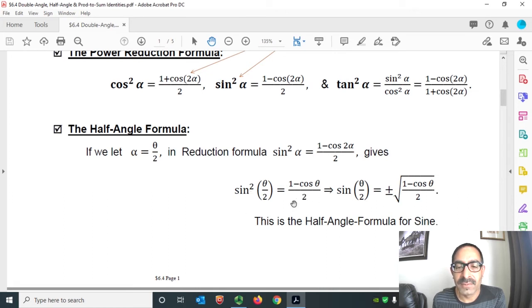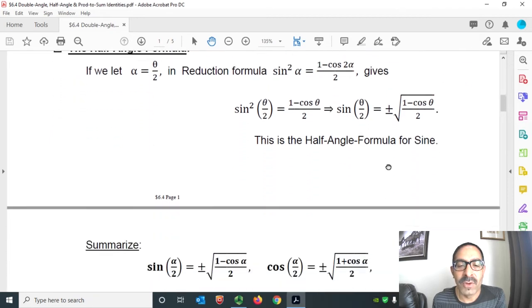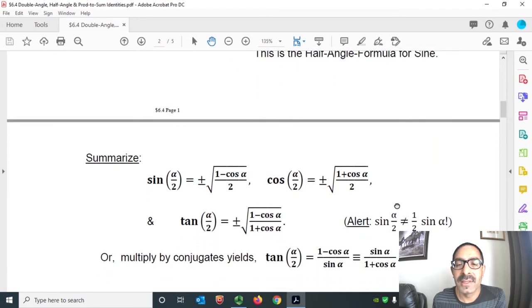Then from this step to the next step, take the square root of both sides. It turns out that sine theta over 2 equals plus or minus the square root of (1 minus cosine theta) over 2. So now we have another formula. This is the half angle formula for sine. Let me summarize. Let me change theta back to alpha and give you the formula on the next slide.